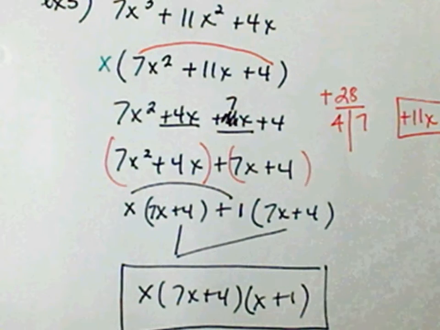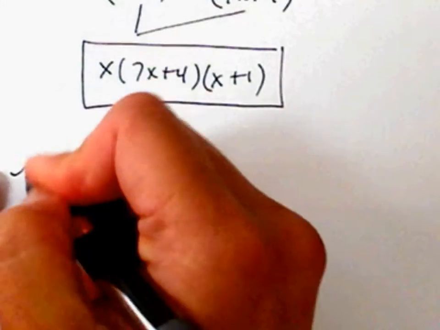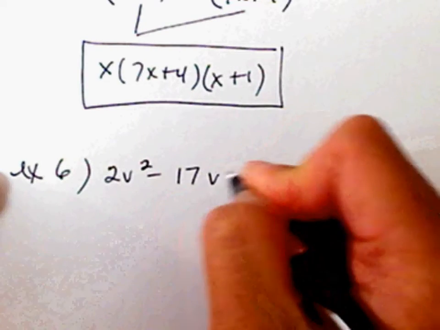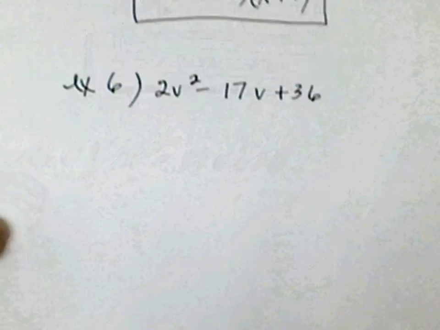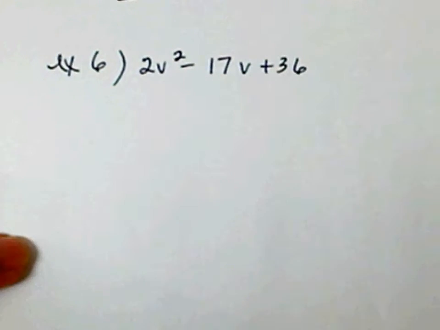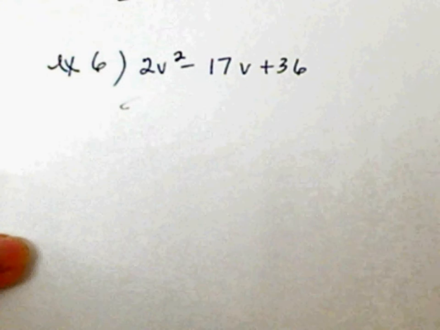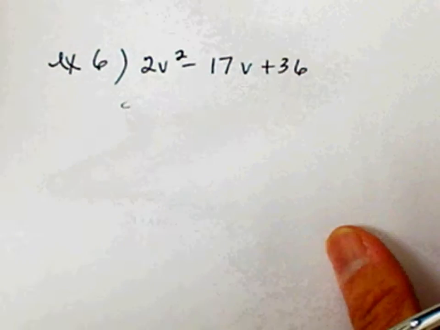Example number 6. You have 2v squared minus 17v plus 36. Okay, so there's example 6. Greatest common factor. The only thing they have in common is a 1. So you don't have to factor out a greatest common factor. All right, same as before.